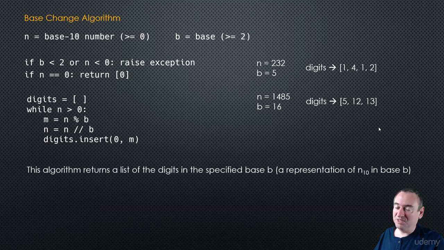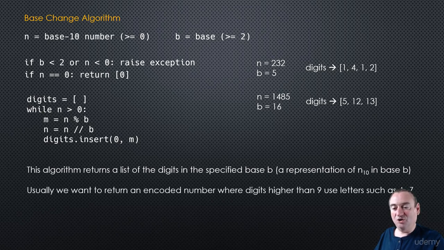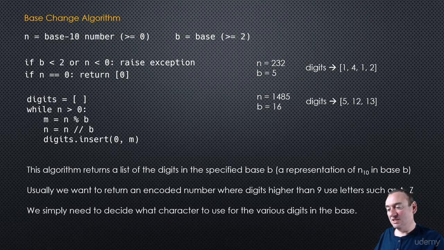Well, that's a representation. That's an encoding. So the algorithm is going to return a list of the digits in the specified base, but we still have to do the encoding. So usually we want to encode things with letters like A through Z. So we simply need to decide what character we want to use for the various digits in the base. What character do we want to use for digit 12? Well, maybe we want to use C. But we don't have to use that. Maybe we want to use an exclamation point or an emoji, right? Maybe we want 12 to be a smiley face and 13 to be a frowny face. That's fine. That's just whatever you want as an encoding.